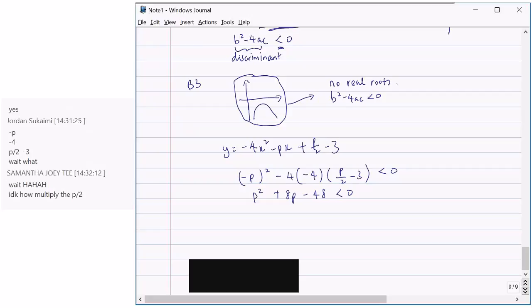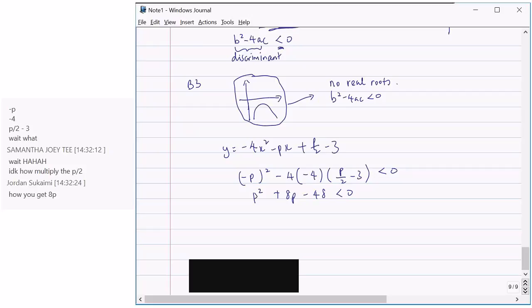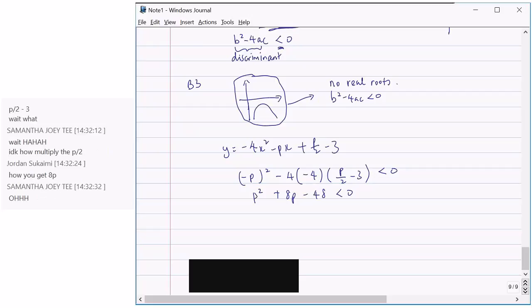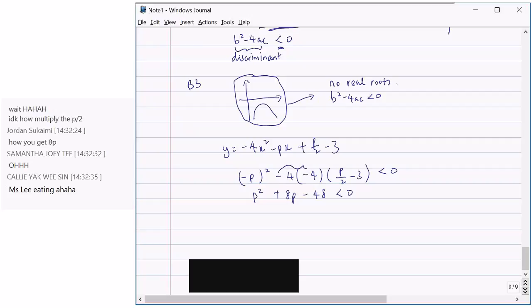Minus 4 times minus 4 is 16. 16 times P over 2, isn't that 8P? This is 16.